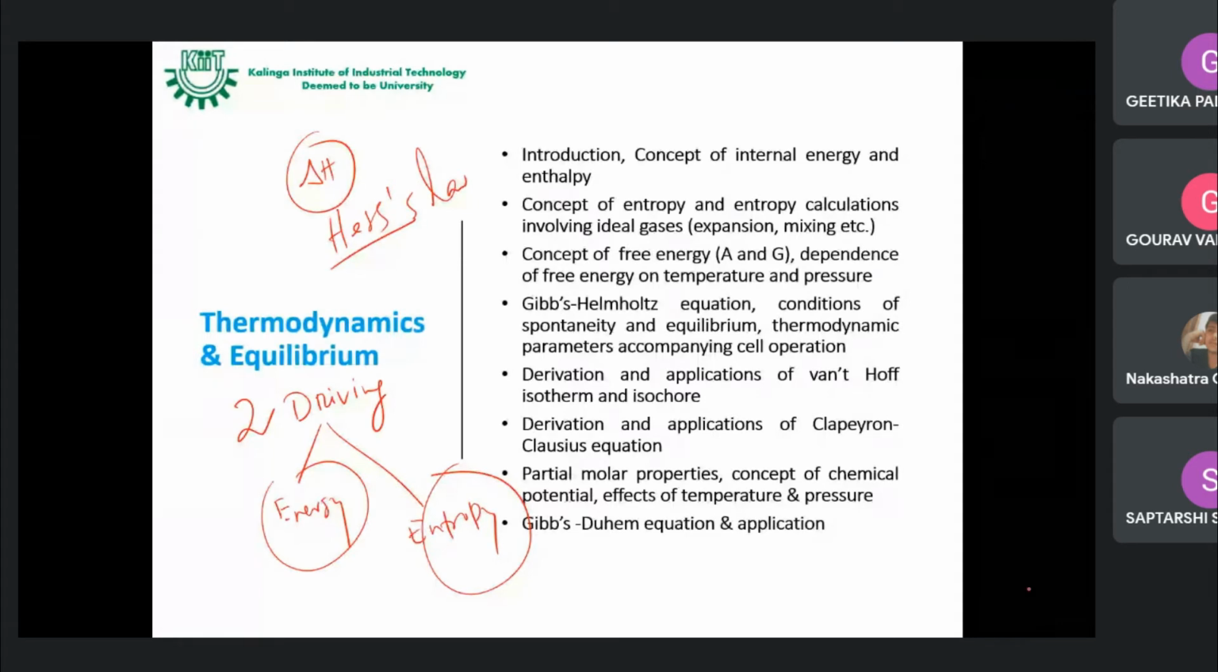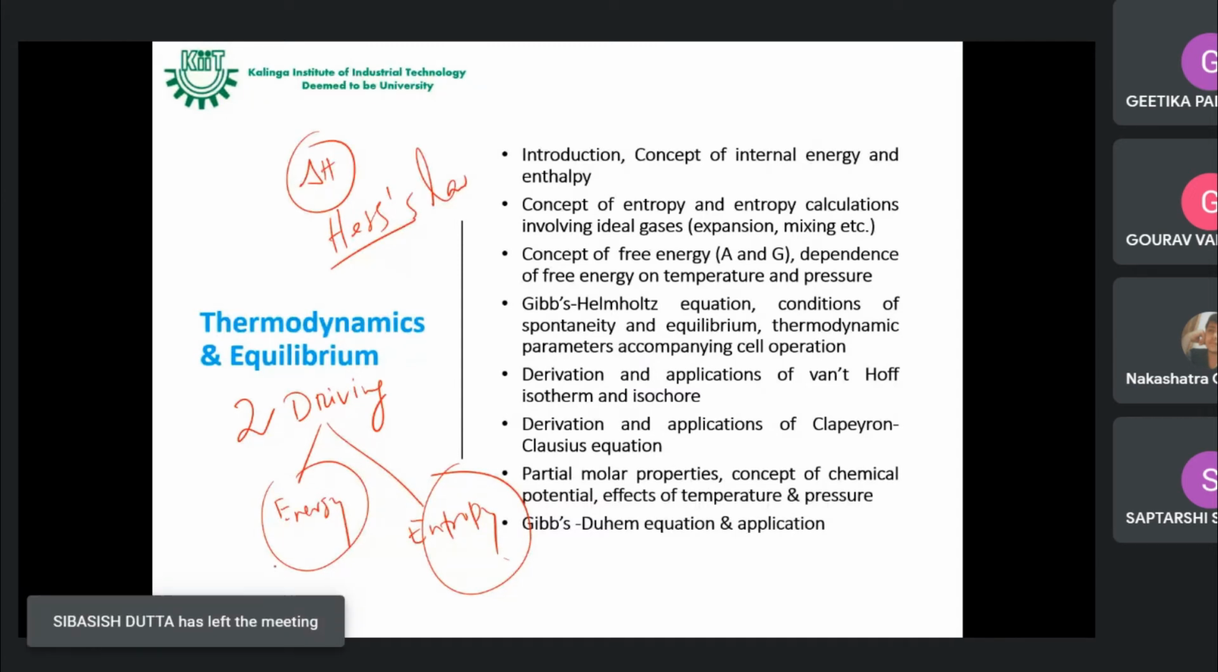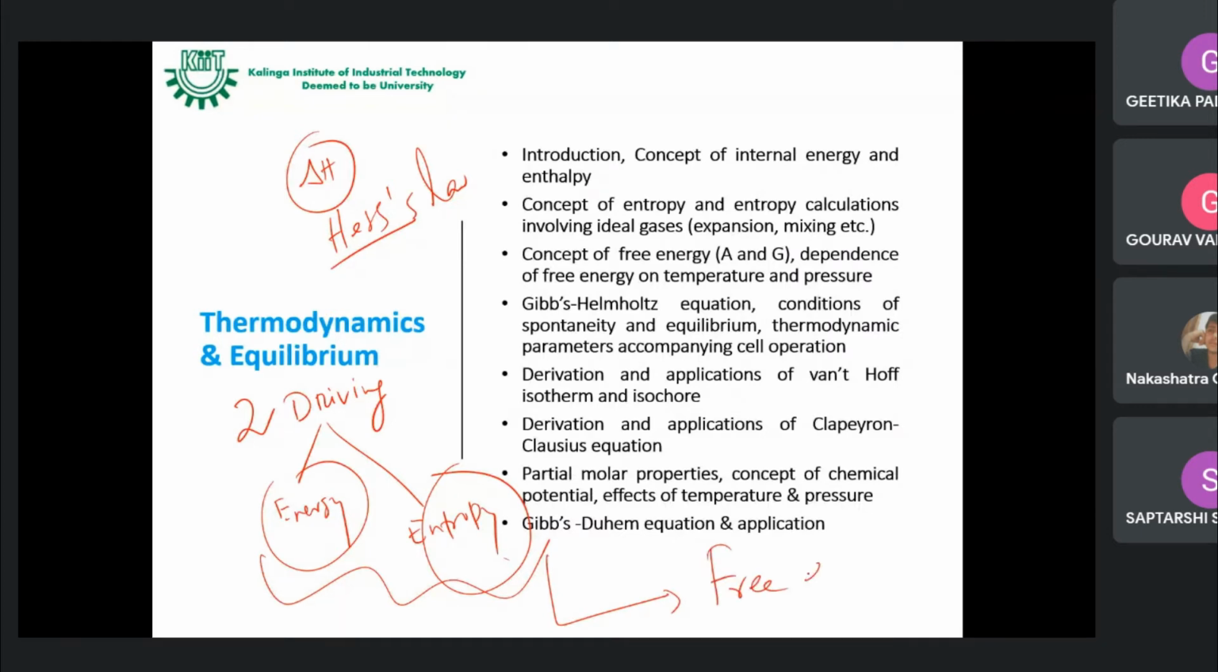And when there are two individual forces, sometimes they support or reinforce each other, or sometimes they oppose. When they oppose, that is a problem. We have to see ultimately whether the process is spontaneous or not. That means which is actually controlling, whether the energy factor or the entropy factor. In that case, you need a resultant factor, and the resultant factor is free energy, actually.